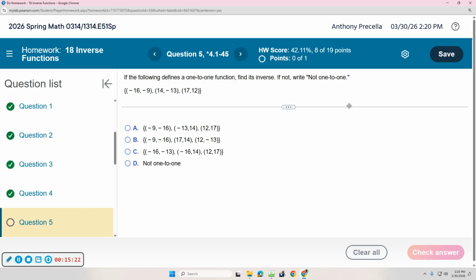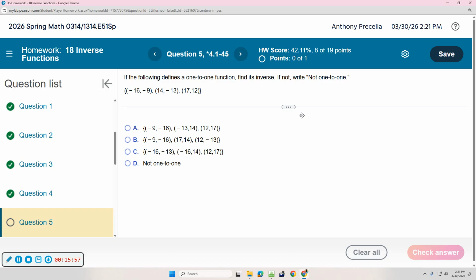No, it's a different type of problem completely. Oh, I like this one. I'm going to write it down. Problem number 5 says, if the following defines a one-to-one function, find its inverse. So here's the set: -16, -9, 14, -13, and 17, 12. There's an if part of this problem.